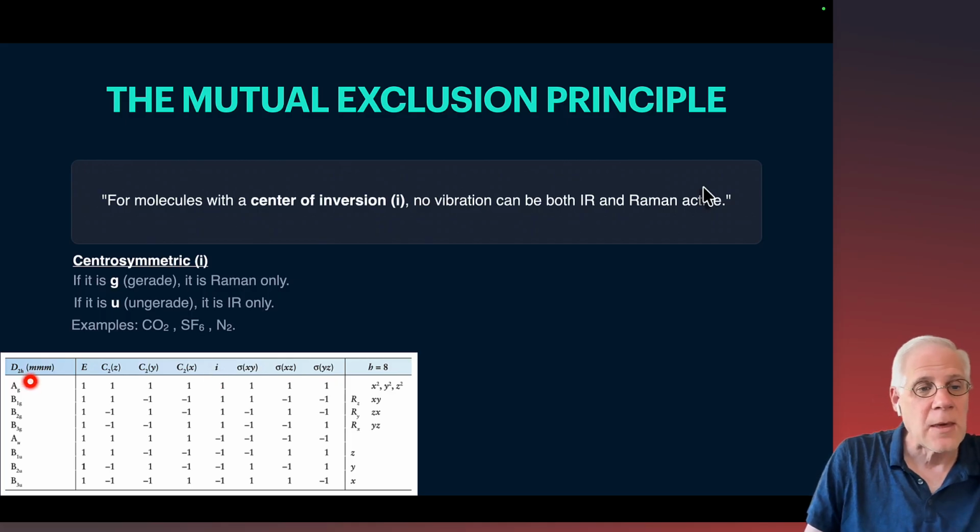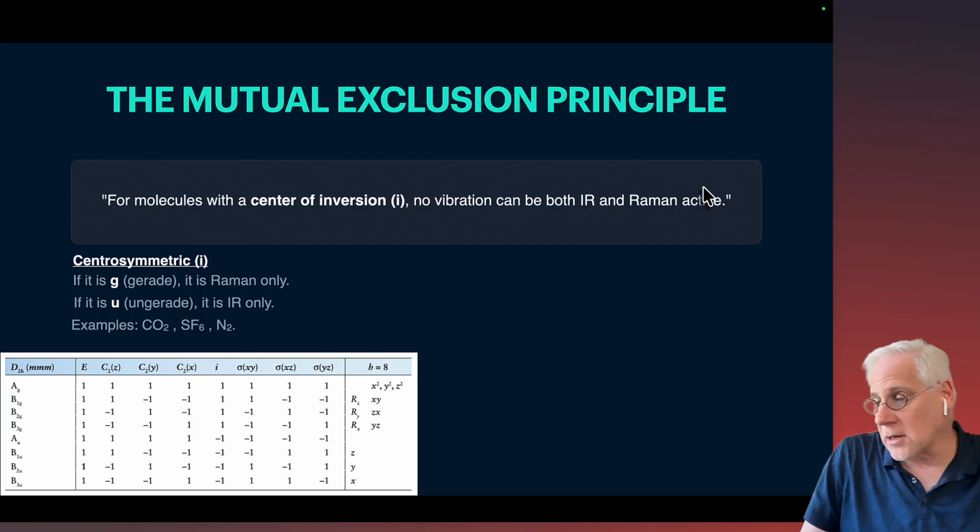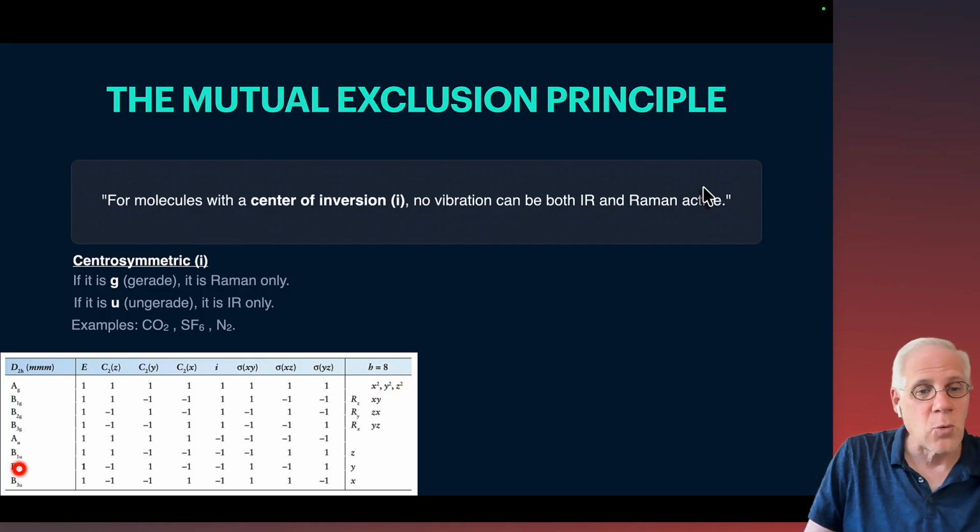If we look at like an Ag, we see that we have the quadratic functions in here, x squared, y squared, z squared, but we do not have an x, y, or a z in here. And so again, if it's gerade with a G, then it is Raman only, and then we see only quadratics, and so that indicates it's Raman only. If it is ungerade, we can come down here to the B1u, then we see that we have a z, so it's infrared active in the z axis, but we have no Raman activity here.